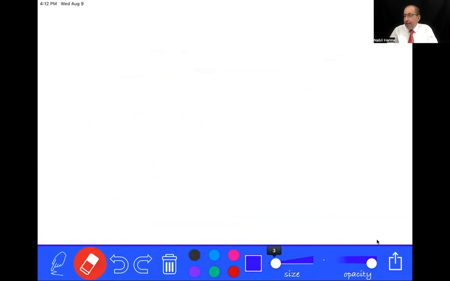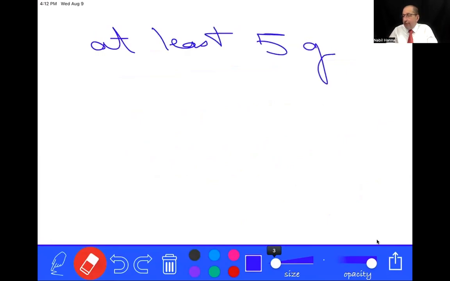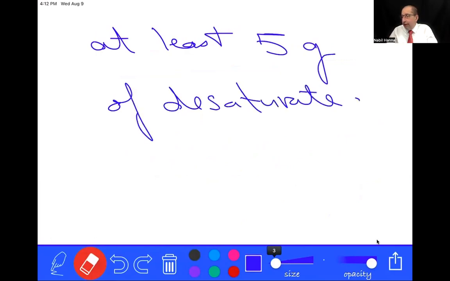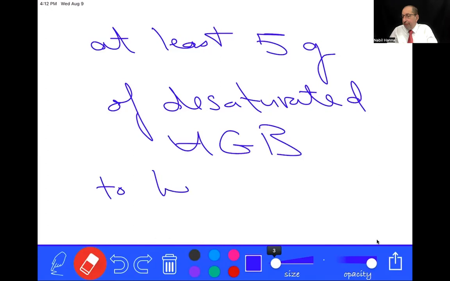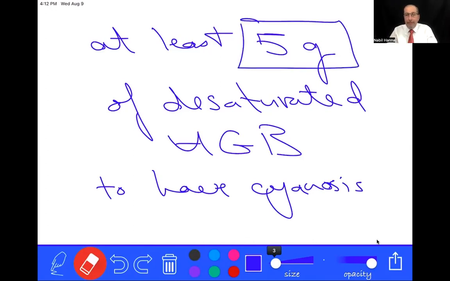And the answer is you need at least 5 grams of desaturated hemoglobin to develop cyanosis. And it is an absolute number, 5 grams. It's not like a percentage of your hemoglobin. It's 5 grams. Once you reach 5 grams desaturation of hemoglobin, you become cyanosed.